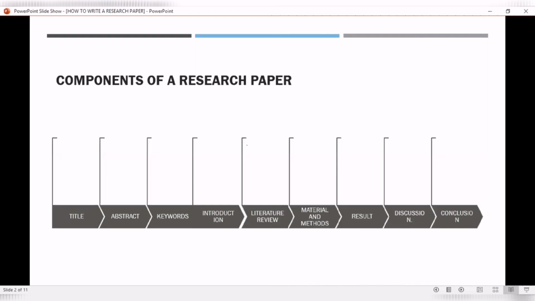So first we will see what are the main components of a research paper. These are the main components of a research paper. First one is title, then abstract, keywords, introduction, literature review, material and methods, result, discussion, and the last one is conclusion. We will discuss each of these components one by one.